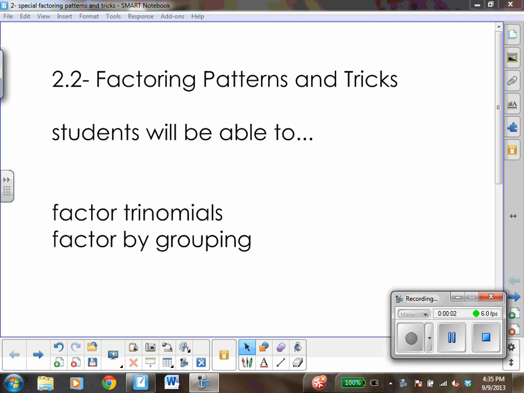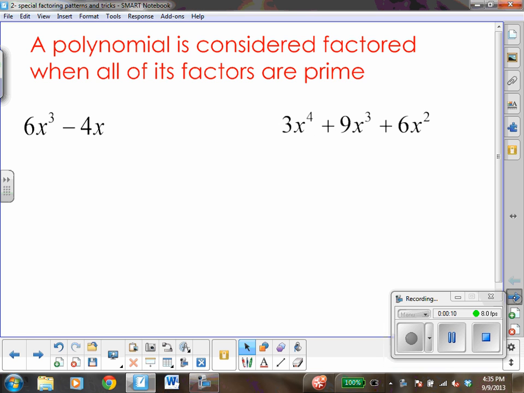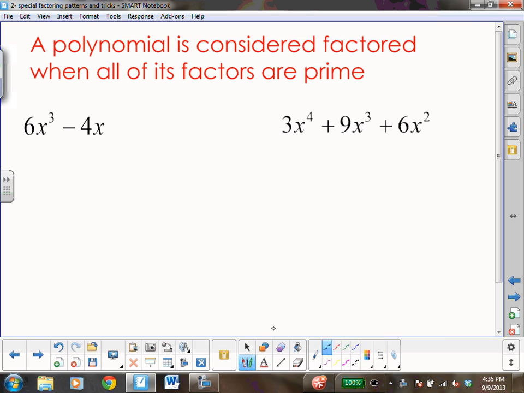All right, class, today we are studying special factoring patterns and tricks to factoring. We are going to be able to factor trinomials and factor by grouping. A polynomial is considered to be factored when all factors are prime, meaning that each factor cannot be factored any further. So let's take this first one for example.